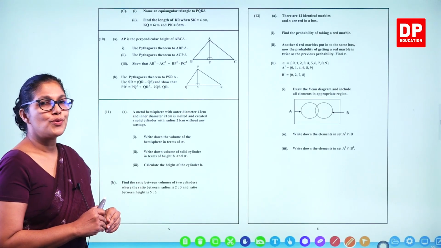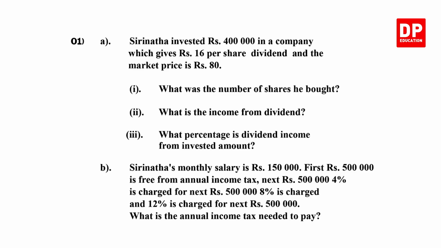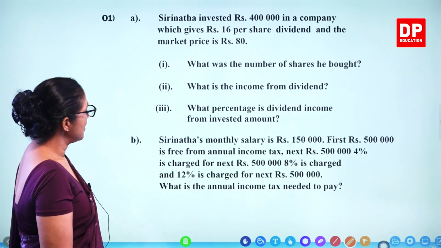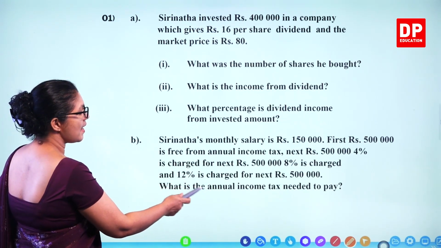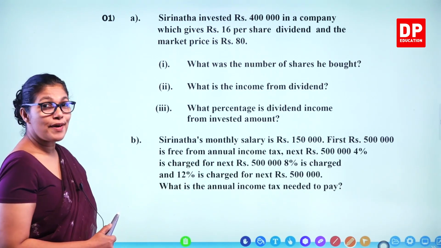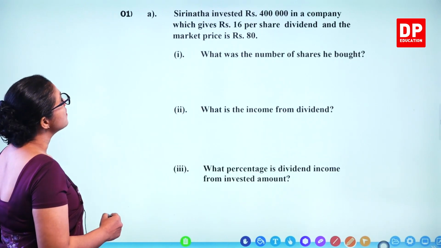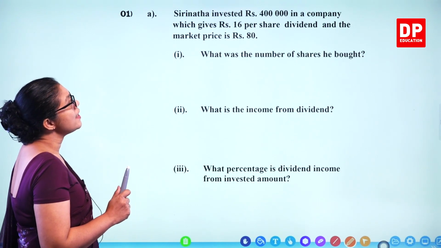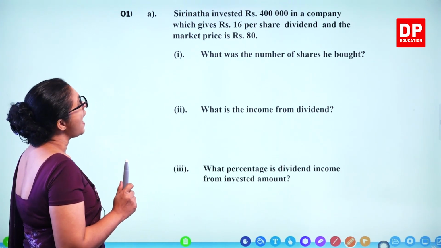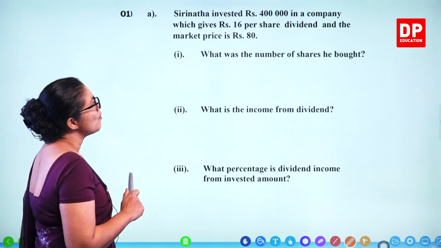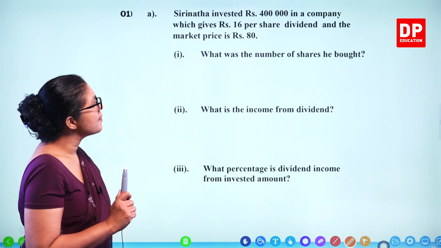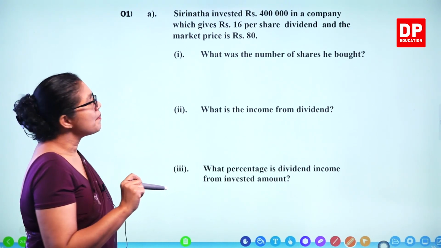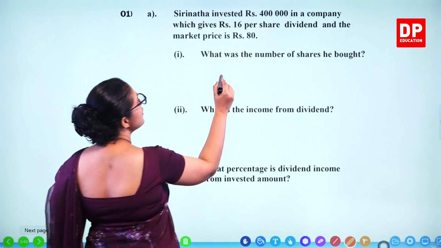Let's do paper 2. Let's take question number 1 in paper 2. This is about share market and percentages, income tax, so we'll do it separately. Sirinatha invested 400,000 rupees in a company which gives 16 rupees per share dividend and the market price is 80 rupees. What was the number of shares he bought? So the invested amount is there and the market price is 80. So easily you can find the number of shares.